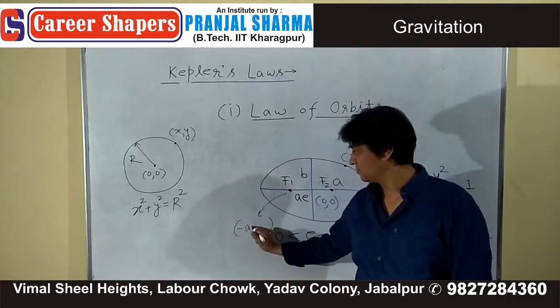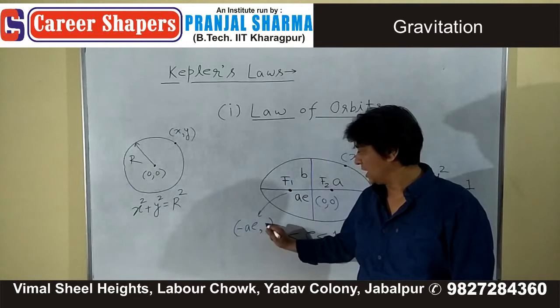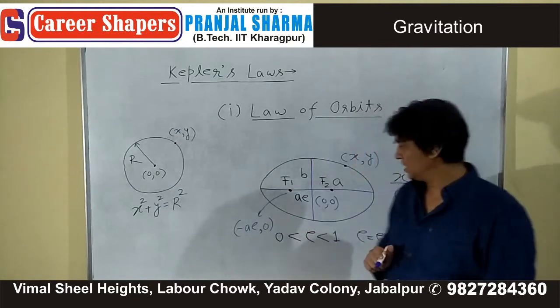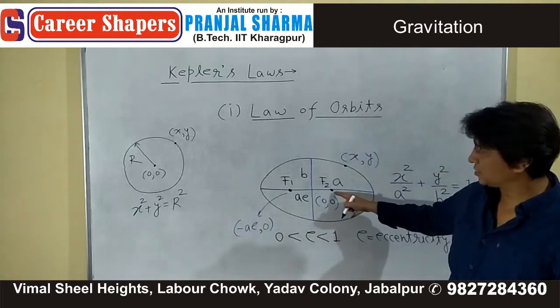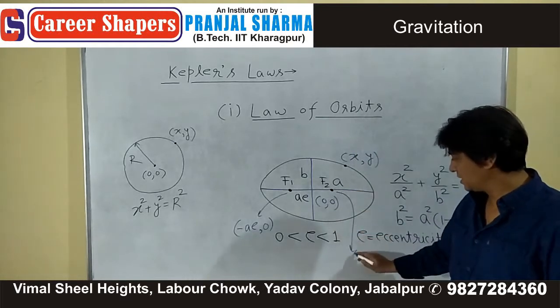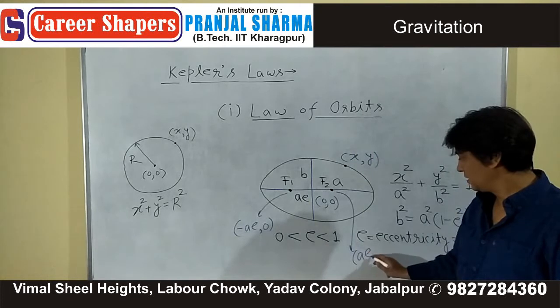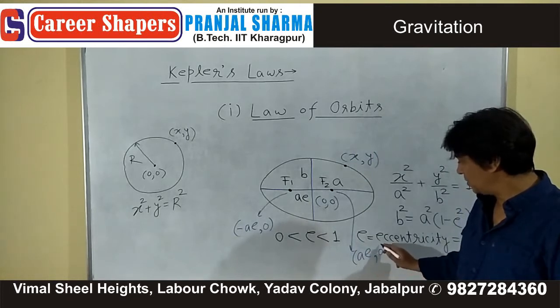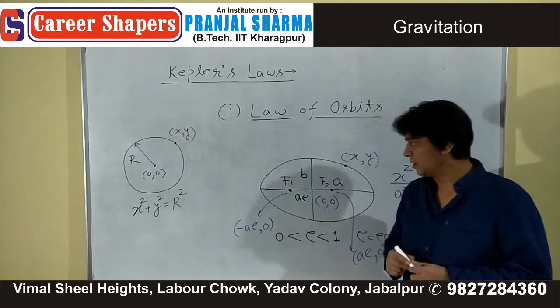minus of AE, which is the x coordinate, and y coordinate is what? 0. Similarly, you can find coordinates of this point. Coordinates of this point are AE, comma 0.